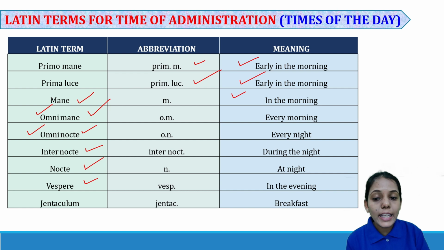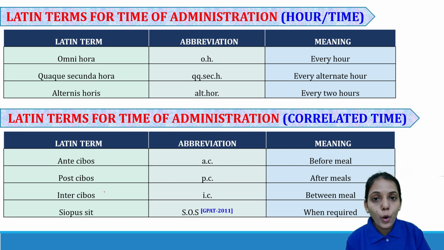Vesper, that is in the evening. Vesper is the word related to in the evening. Gentaculum, very important. Gentaculum means breakfast.